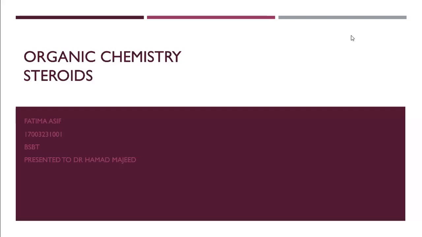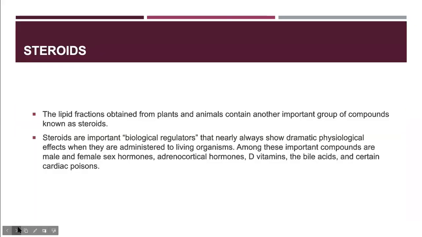What are steroids? Basically, steroids are hormones present in our body. The lipid fraction obtained from plants and animals contains another important group of compounds known as steroids. Steroids are important biological regulators, meaning they regulate something in our body and nearly always show a dramatic physiological effect when they are administered to a living organism. If we take synthetic steroids, they will have a physiological effect.